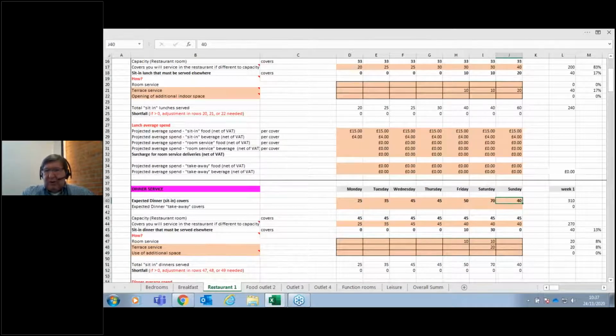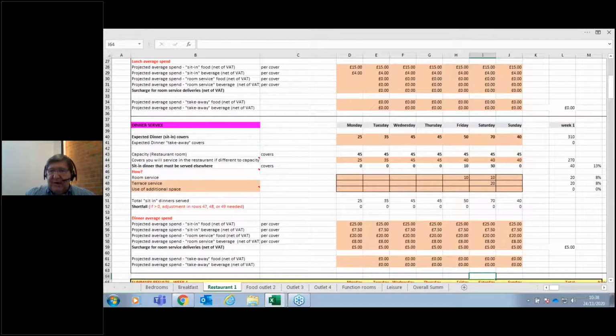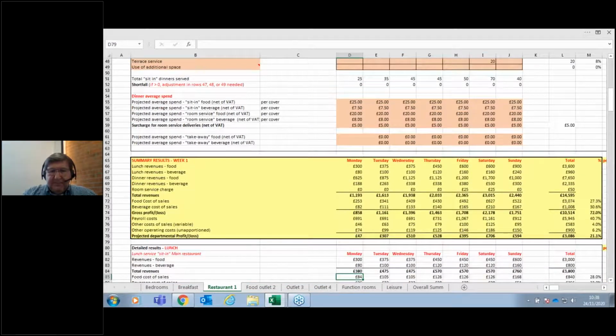Dinner then, expected number of covers for dinner. How many are we going to place in the main restaurant? And for those that we can't accommodate in the restaurant, how are we going to service them? So we've a little bit here in room service, and we're going to open the terrace on a Saturday night if we have one. And again, what is the average spend? In this case, we're assuming the net of VAT average spend for dinner is £25 for food, £7.50 for beverage, room service average spend £20 for food, £8 for beverage, and a surcharge for room service delivery of £5 per order. We're not offering takeaway, so we'll not put anything in there.